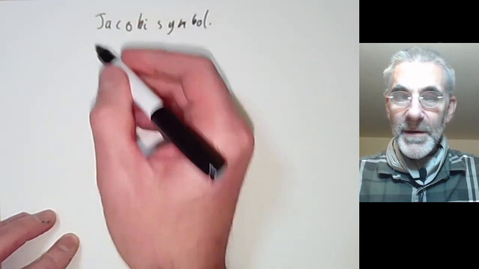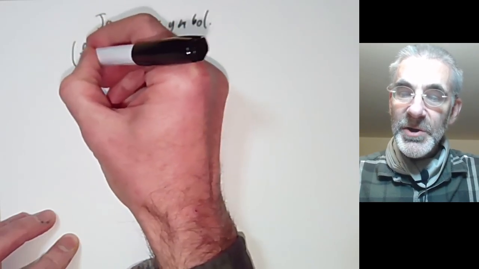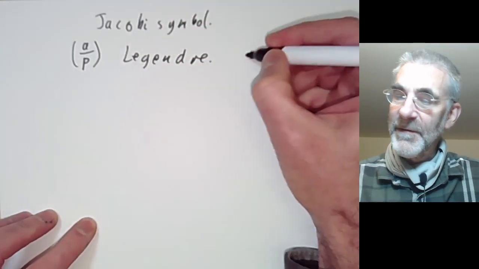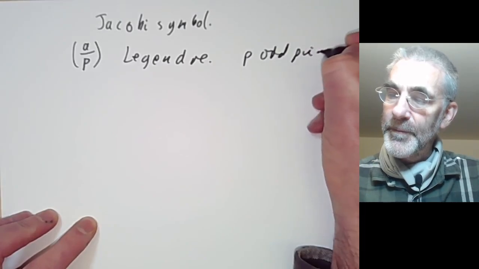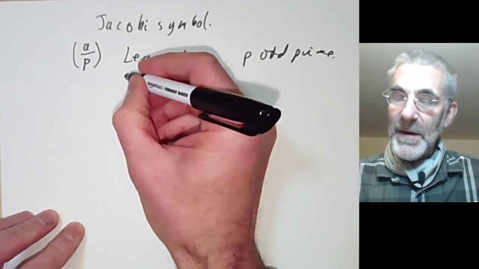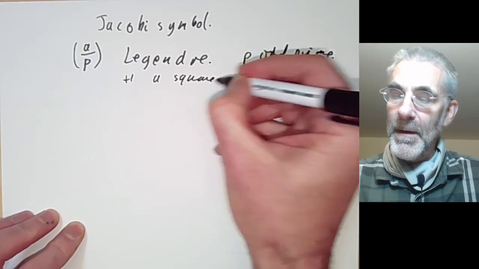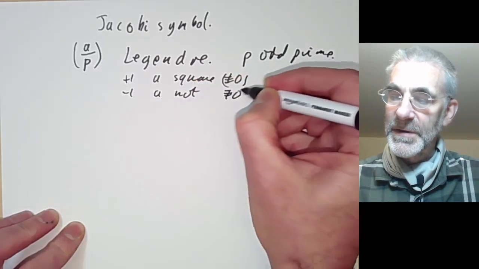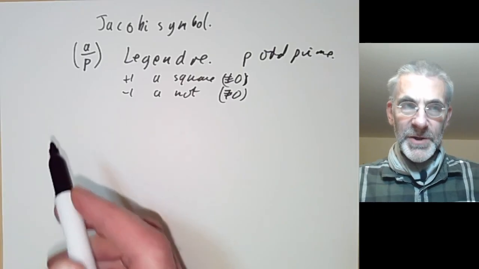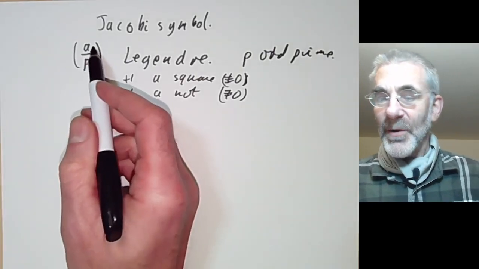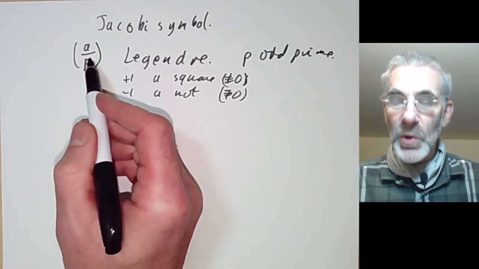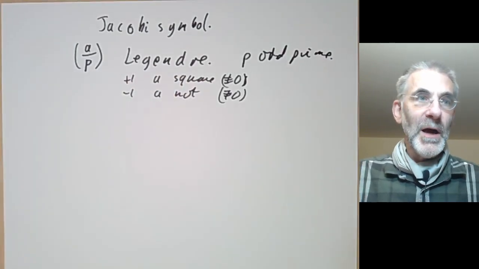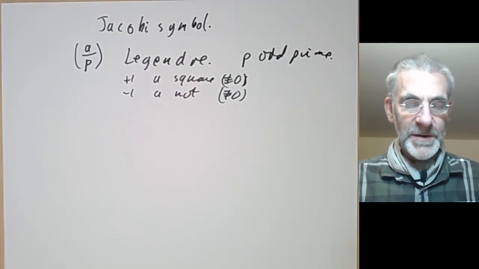So the Jacobi symbol is an extension of the Legendre symbol. You remember we have the Legendre quadratic residue symbol defined for p, an odd prime. And this is equal to plus 1 if a is a square, not congruent to 0, and minus 1 if a is not a square and not congruent to 0. And we saw last lecture that you can work this out using the quadratic reciprocity law, but it is very annoying that the denominator has to be a prime, because that means you need to keep factorising the numerator when you're working it out, and factorisation can be really hard in general.